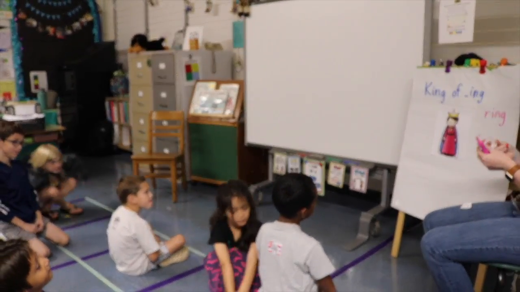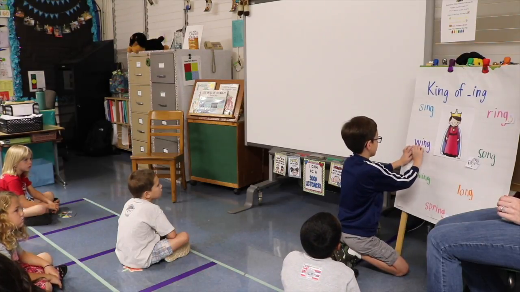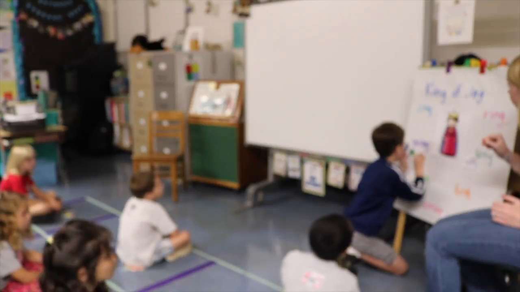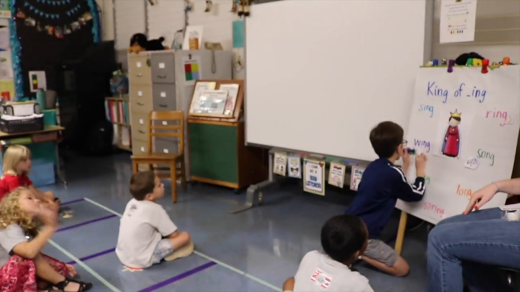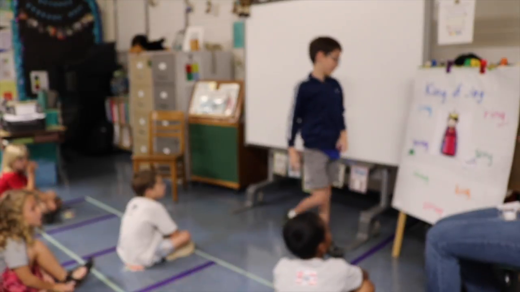Skylar, will you come put the ring on the board next to the word ring? Wing. Underneath. There you go. Now draw an arrow to the wing. There it is. Sit right here, please. Very nice. Thank you. There's the birds. Wing.